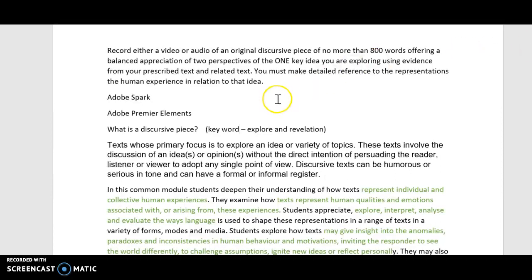Now, you do need evidence. Don't think that you don't need evidence. You do. It says so here, you must make detailed reference to the representations of the human experience in relation to the idea. But what you have to understand is in this particular one, you are talking about the idea. And then you're talking about how the idea is represented in your text. You don't need as much evidence in this one as you do in the informative. It's a different way of writing about evidence.